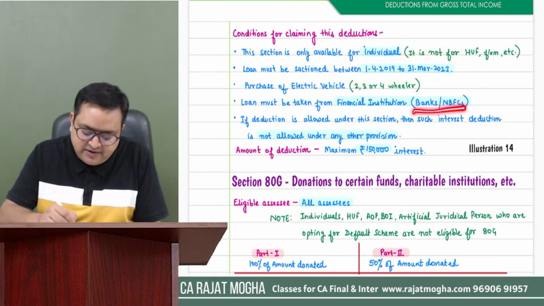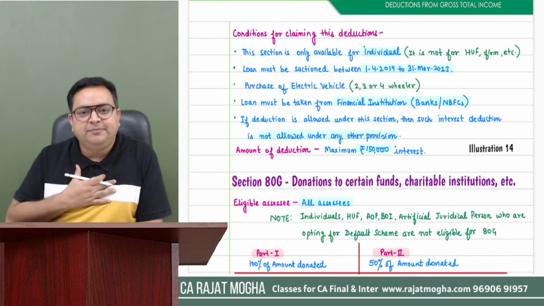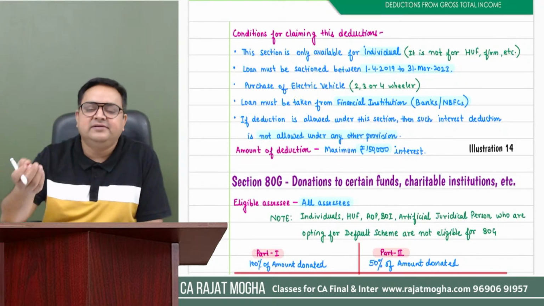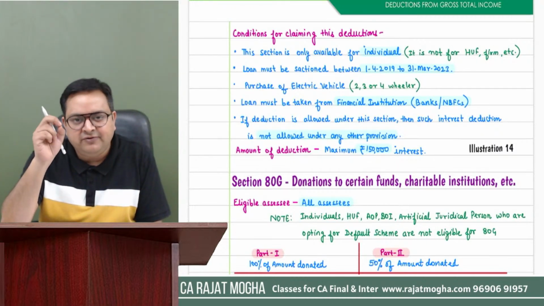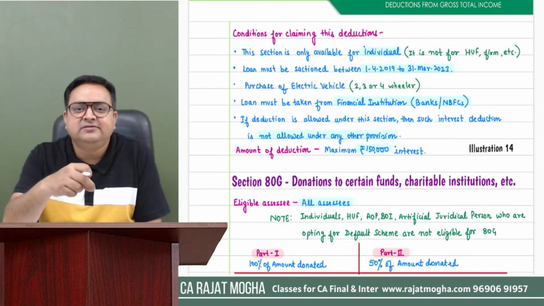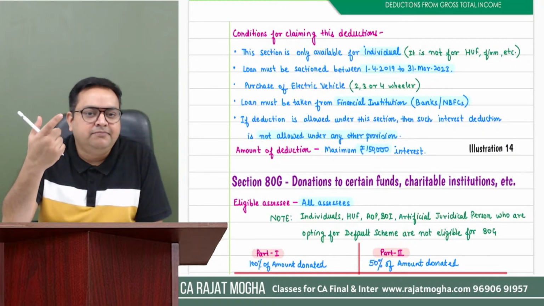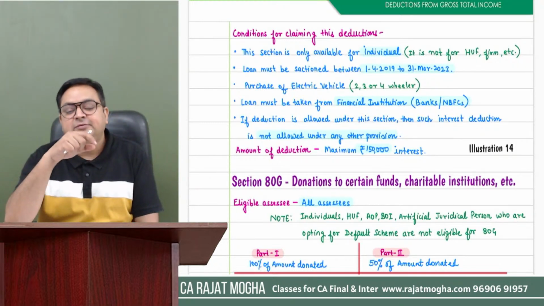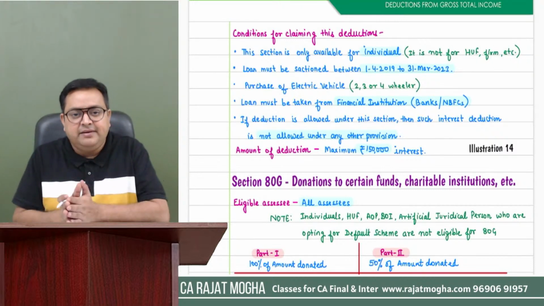Here I have written it. From any financial institution, bank or NBFC, then deduction is allowed. How much? 1,50,000. So even if you have purchased a personal car for yourself, let's say you have purchased a Tata Nexon electric vehicle, then you can claim a deduction. Whatever interest you are paying, even if it is your personal vehicle, then you can claim 1,50,000. But if it is your business vehicle, taken for business purpose, can you claim deduction under this section? The answer is yes, you can claim.